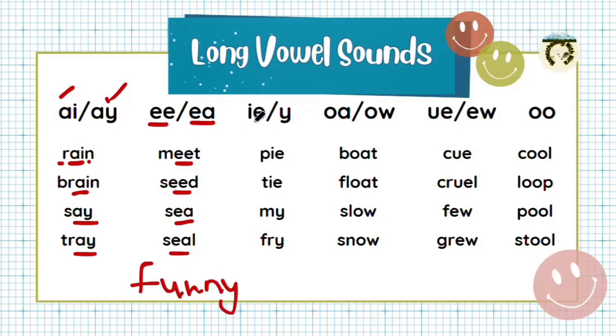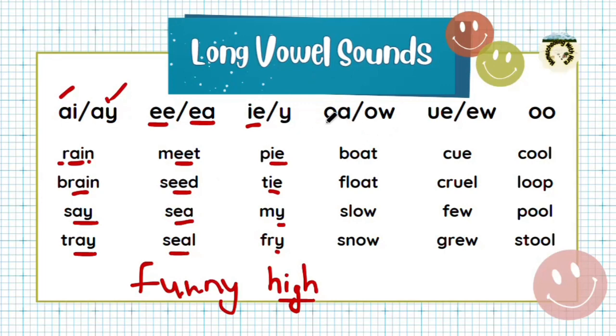Now the next vowel is I, as in pie, tie, my, fry, and we have a trigraph that also says I, and that is in high. The link to the alternative spellings of letter I is in the description box. You can check that out later.